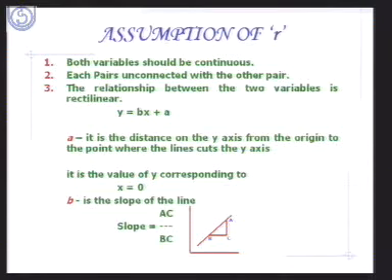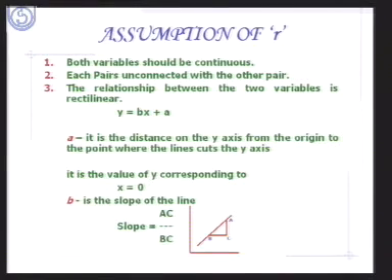For example, individual 1 scores 45 in achievement and 110 in intelligence, and individual 2 scores, say, 65 in achievement and 130 in intelligence. These two pairs should be independent from one another. This is the second assumption. And the third assumption is that the relationship should be only rectilinear or linear.